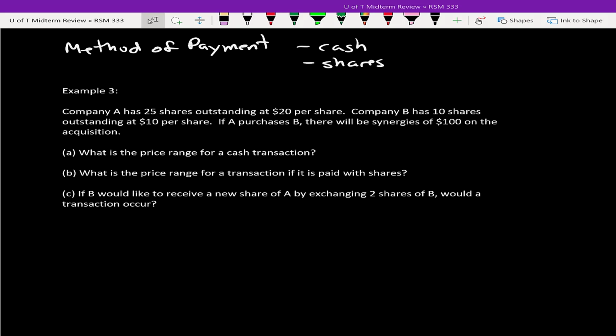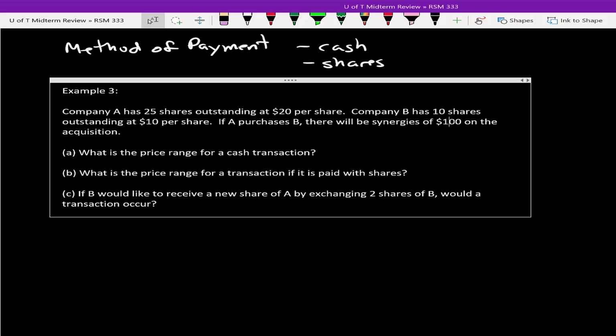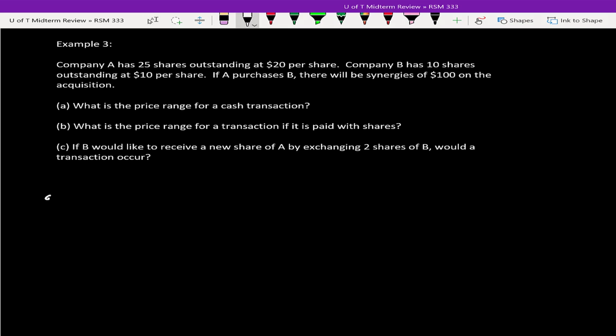A is purchasing B. Let's look at what it's asking for: what's the price range for a cash transaction, meaning at what price ranges would a transaction occur that both parties would be happy with. Part B asks the same thing, the price range if it's a transaction where you pay with shares. And the last one says, if B would like to receive one new share of A by exchanging 2 shares of B, would a transaction occur? So let's tackle it a bit at a time. We'll start with the first one.